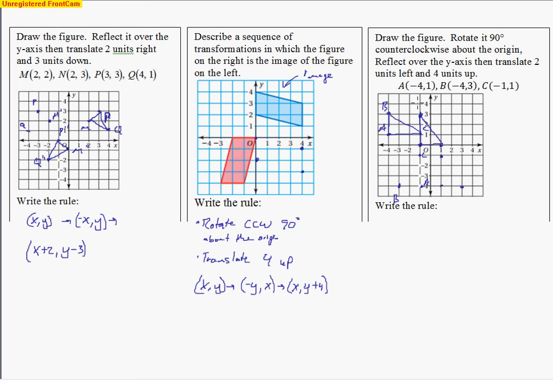That would be, let's see here, we would have C, this would be triple prime. This one over here would be B triple prime, and this would be C triple prime right there.